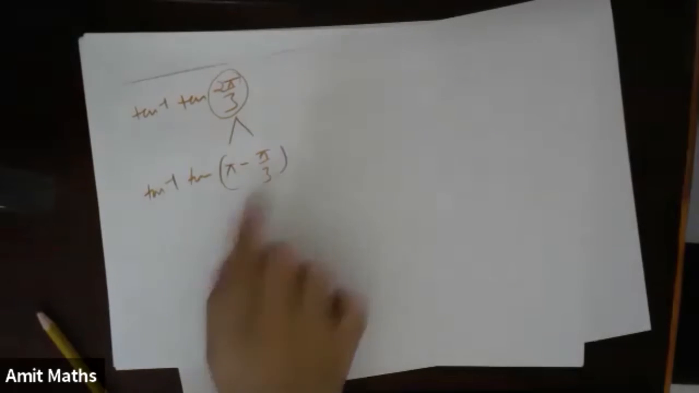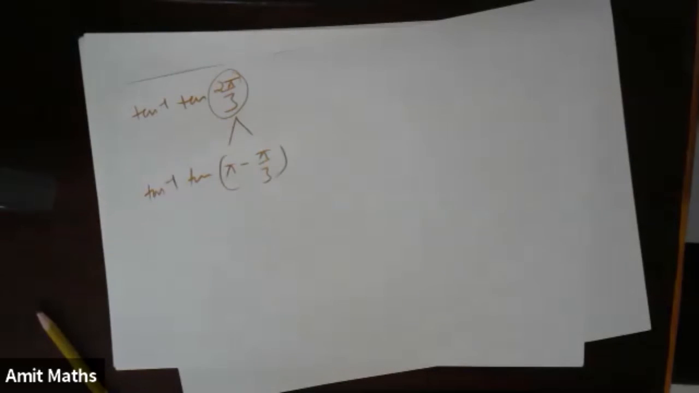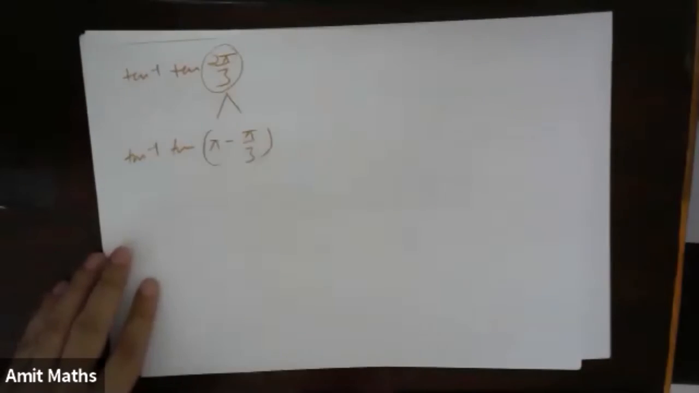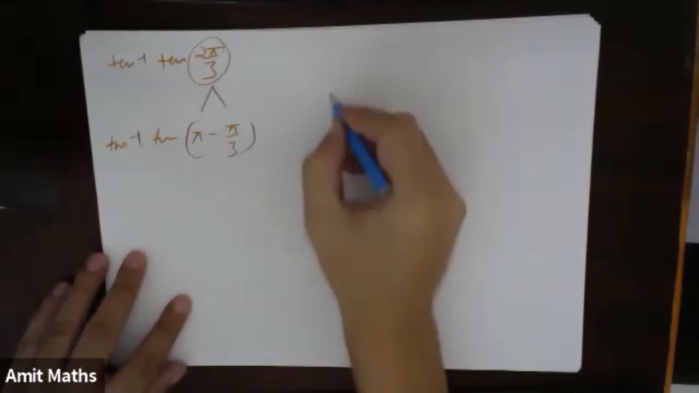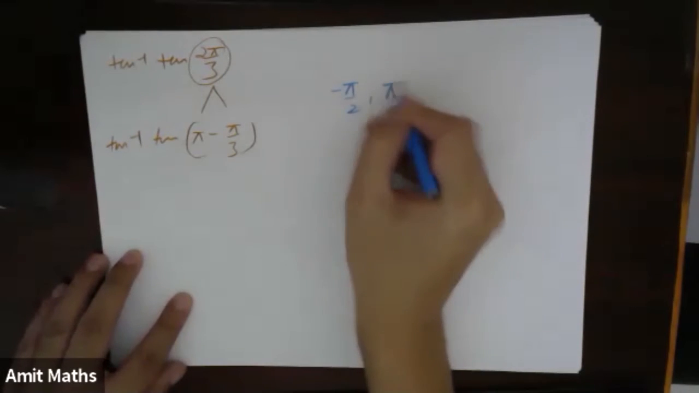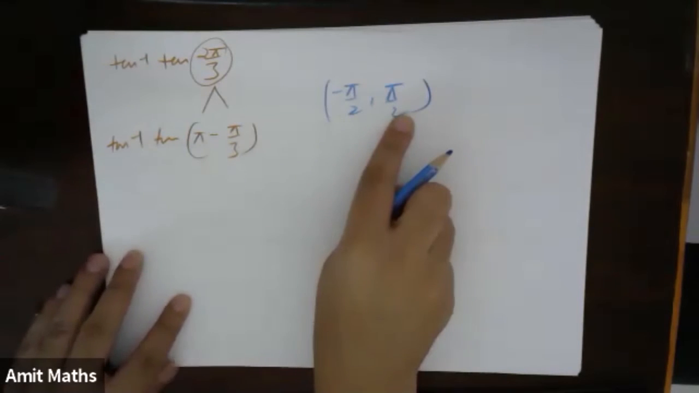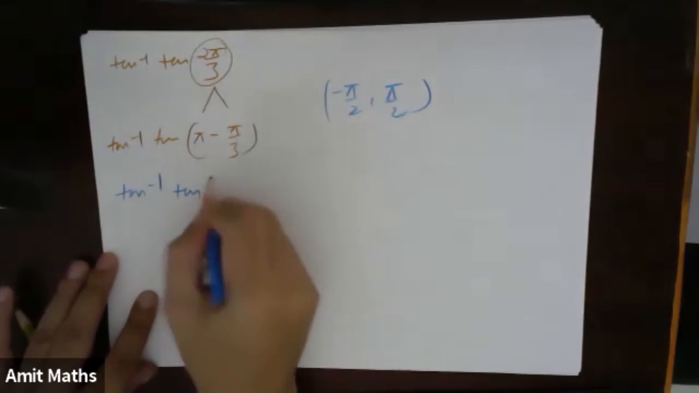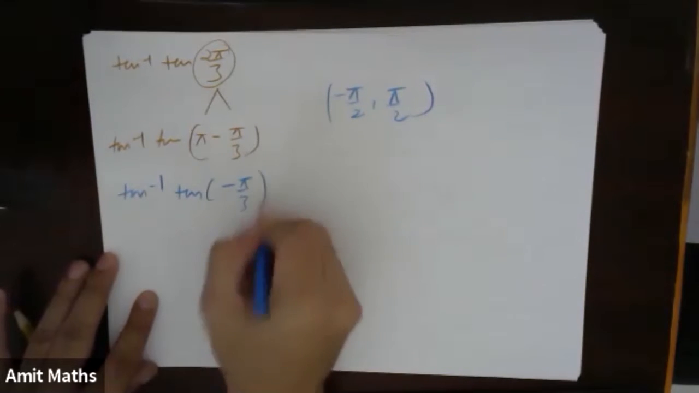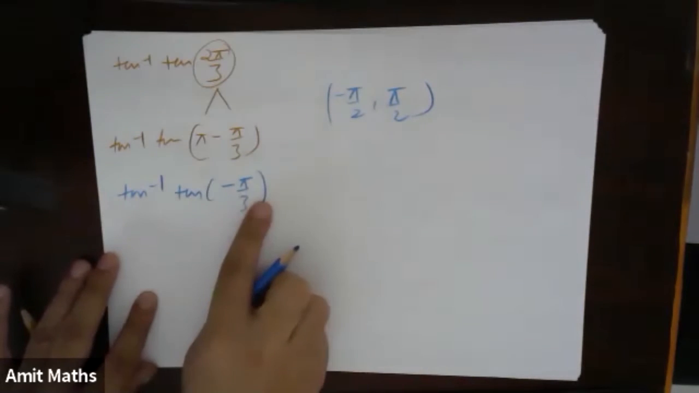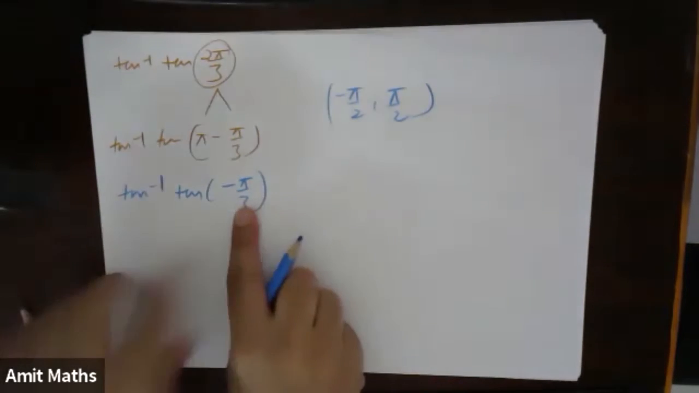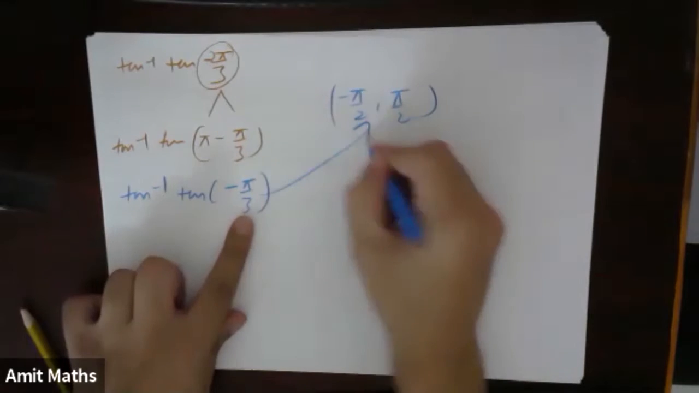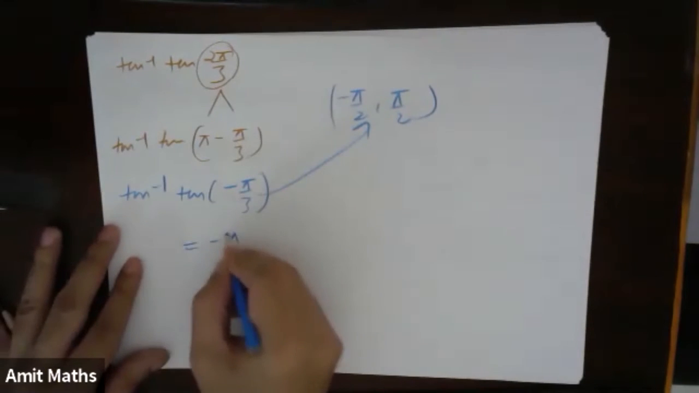Why my pi minus? The principal angles are different. Yes, very good. For tan inverse, the principal angle is from minus pi by 2 to pi by 2. So this is tan inverse of minus pi by 3. This is between its principal value, so the answer will be simply minus pi by 3.